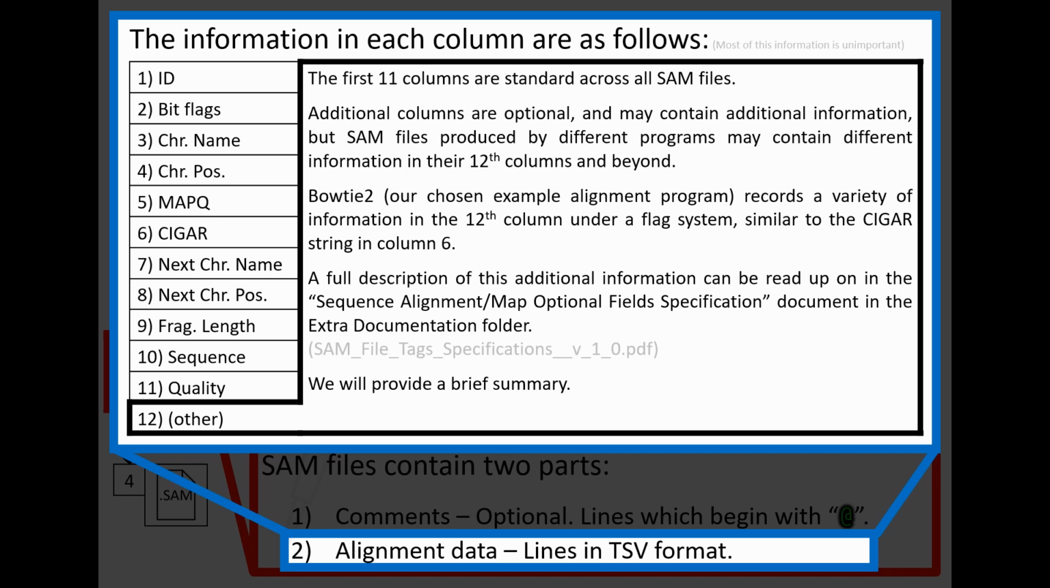The first 11 columns are standard across all SAM files, but more columns may be added which contain additional information. Different bioinformatics programs may put different information into these additional columns, and there is no standardized system for what information is included, nor how that information is formatted. I won't go through all of them, but I will give an overview of the one used by Bowtie, an alignment tool I am fairly familiar with.